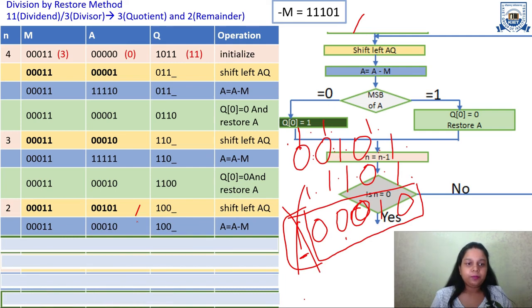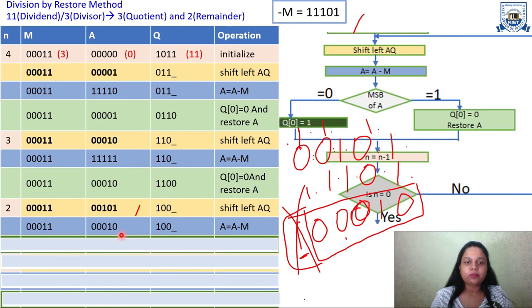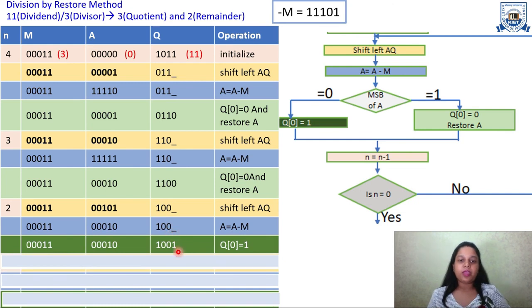So see, the updated value is 0, the evaluated value is written over here, and everything else is the same. Now next we need to check what the MSB of A is. This is the value of A, MSB is 0, it means we will move here. Here we can see that at position Q0 we need to place 1. It means at this position 1 will be placed. So we have written 1 over here and the new value for Q is 1001.